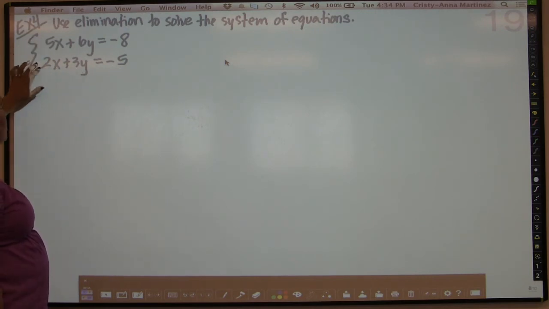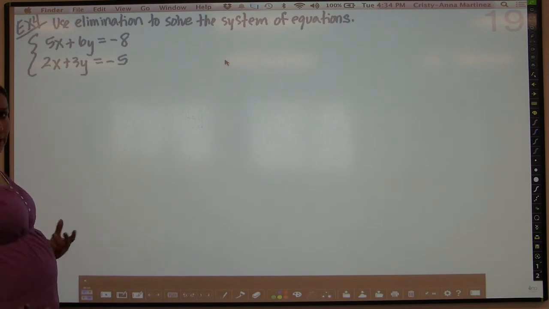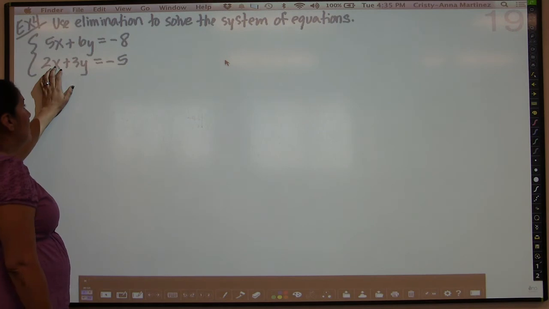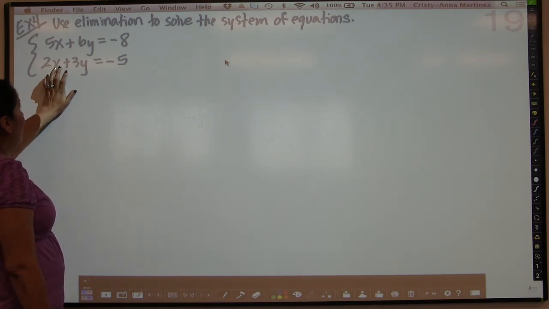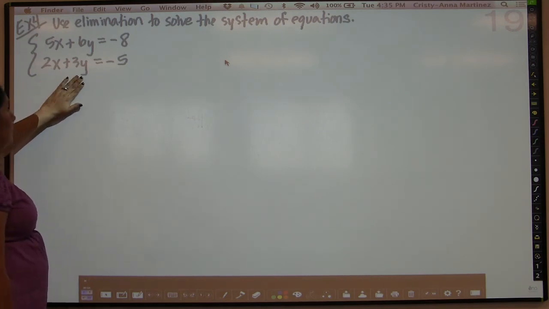So this is a 5 and a 2 and a 6 and a 3. So we're going to have to multiply the equations by a scalar, by a number, in order to get that to change. So it doesn't really matter which variable you choose. So I'm just going to go ahead and tell you why I'm going to pick the y.